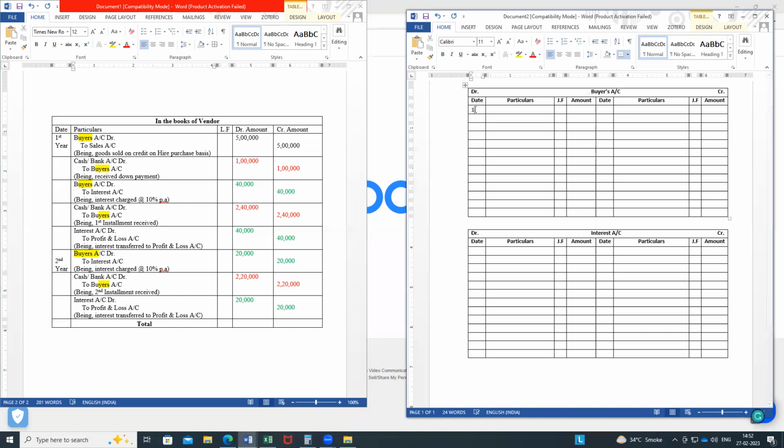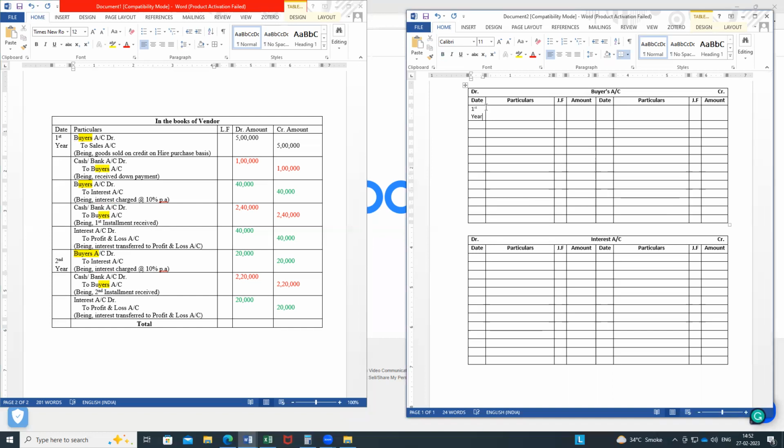I will write first year. Okay, so buyers account debit to sales account. What is the amount? Five lakh rupees. Okay, this is how the entry is passed. So buyer's account debit to sales account. इसके बाद, ये entry हो गई. Next, cash or bank account debit to buyer's account.